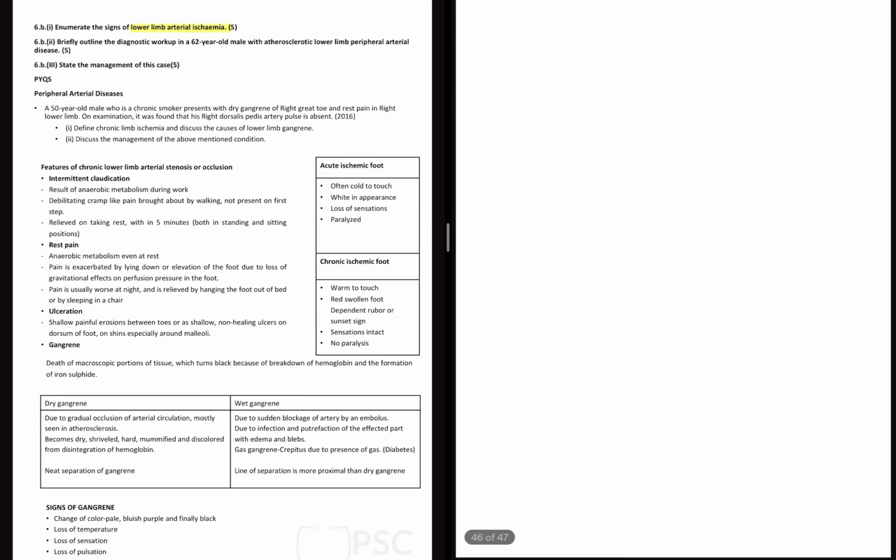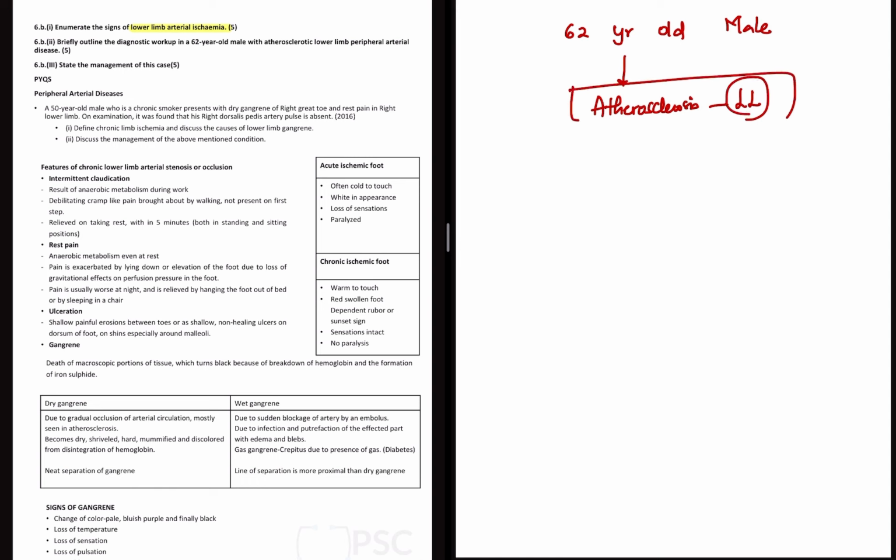So the next question is 6.B.2: briefly outline the diagnostic workup in a 62-year-old. So what is the case here? It is a 62-year-old male patient presented with atherosclerosis of the lower limb. This is the basic point which they give, that there is atherosclerosis in the lower limb. So what is your diagnostic workup in this case?